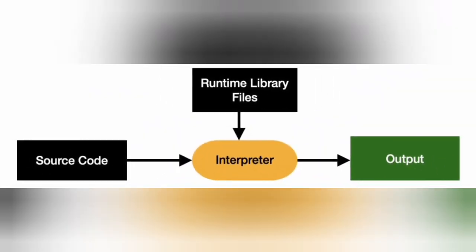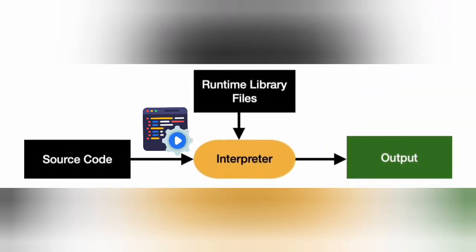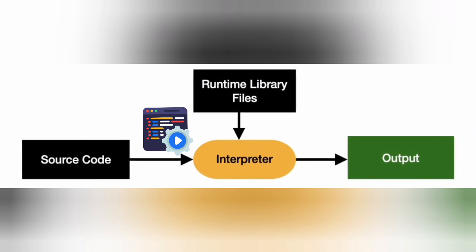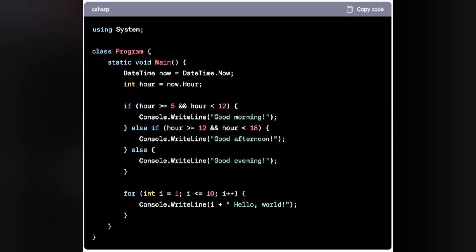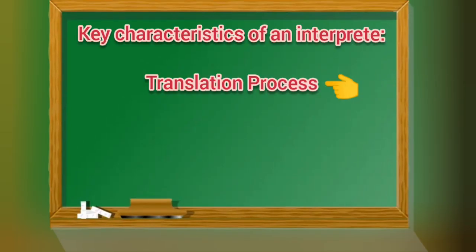Interpreter. An interpreter, on the other hand, translates and executes the source code line by line as the program is running. It does not produce a separate executable file. The interpreter reads a line of code, translates it, and then executes it immediately before moving on to the next line. Key characteristics of an interpreter.